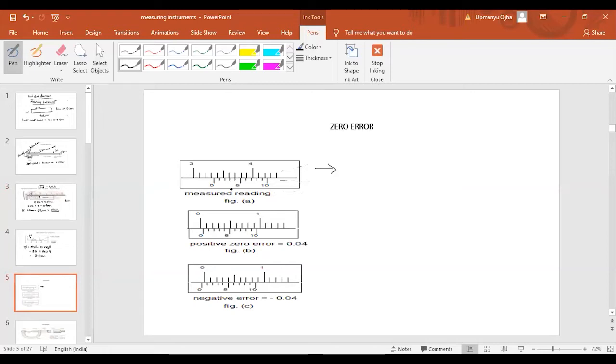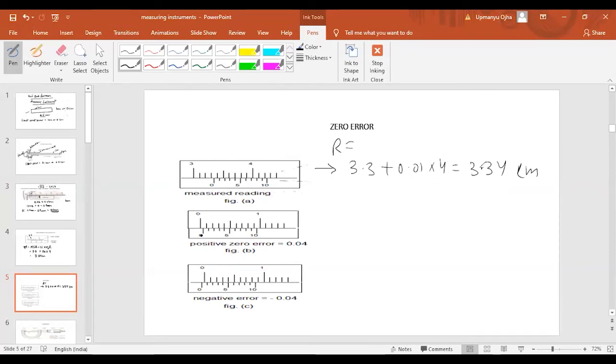the main scale reading from the scale 1 will be equal to how much? It would be equal to 3.3, and then again plus the least count, that is 0.01 into 4, which means 3.34. This is the reading when there is no error in the instrument. But if there is some error, positive error.